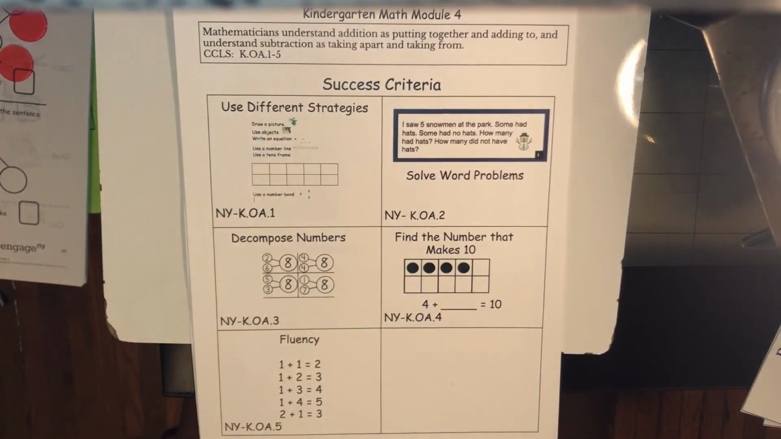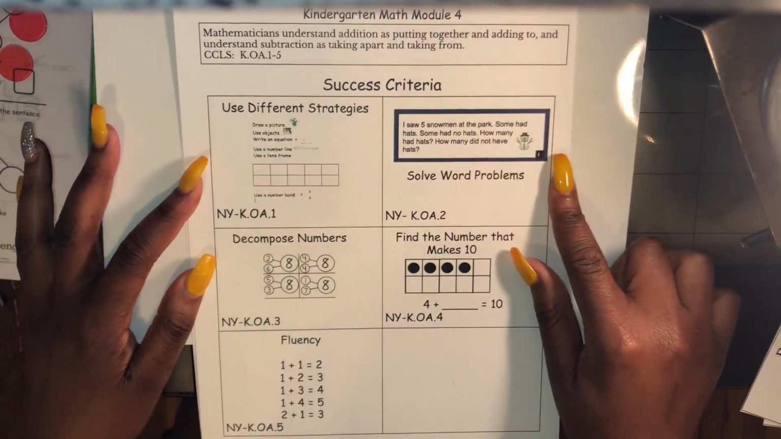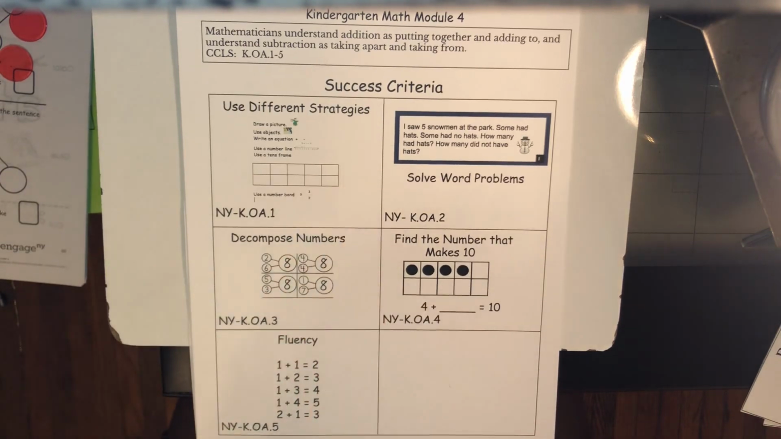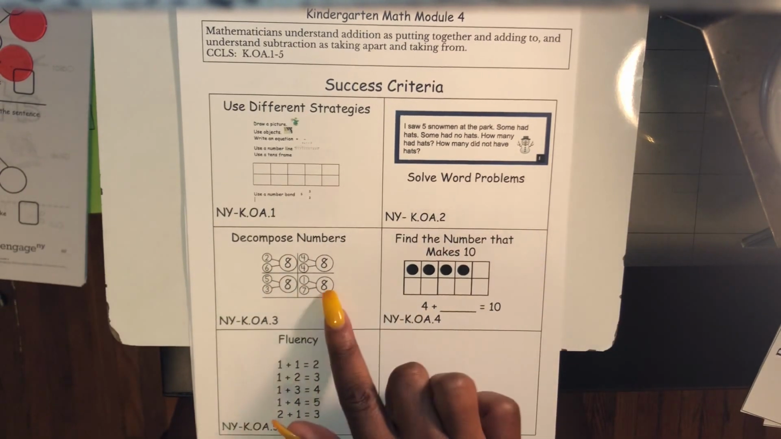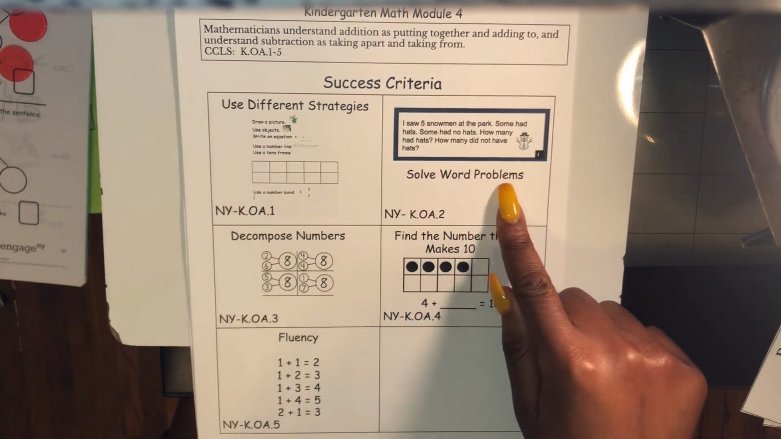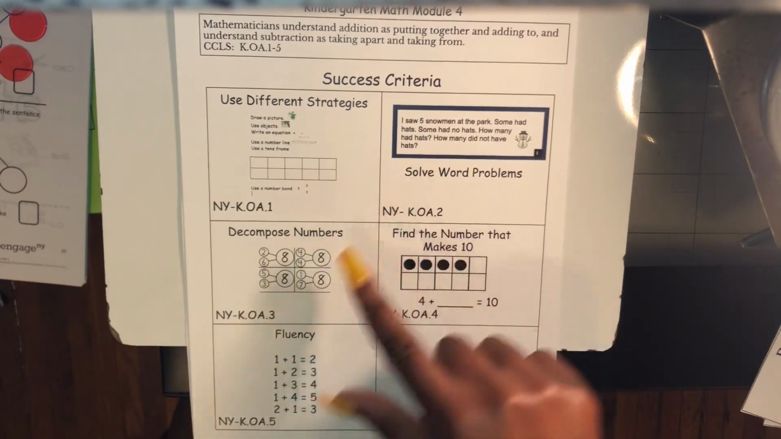Okay, boys and girls, we're back into doing some math today. Just a reminder, we're in module 4 of our math unit. These are our overall goals for our unit: using different strategies, solving word problems, decomposing numbers, finding a number that makes 10, and fluency. Today, we're going to focus on solving word problems, which is a little bit of decomposing numbers. So we're going to be doing a little bit of both of these.